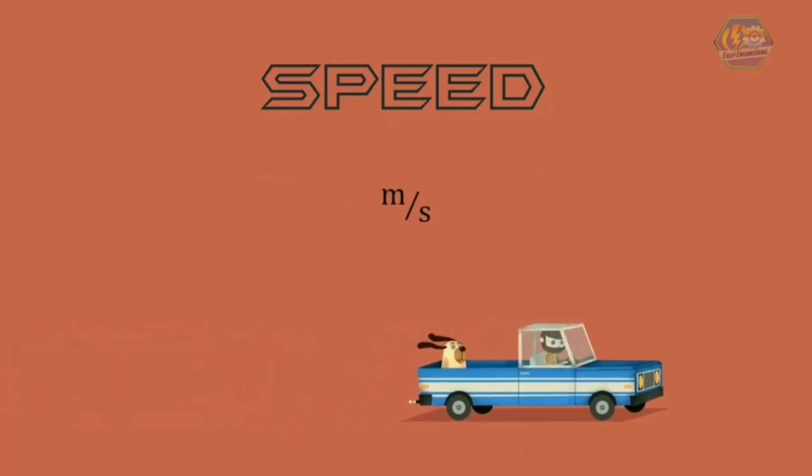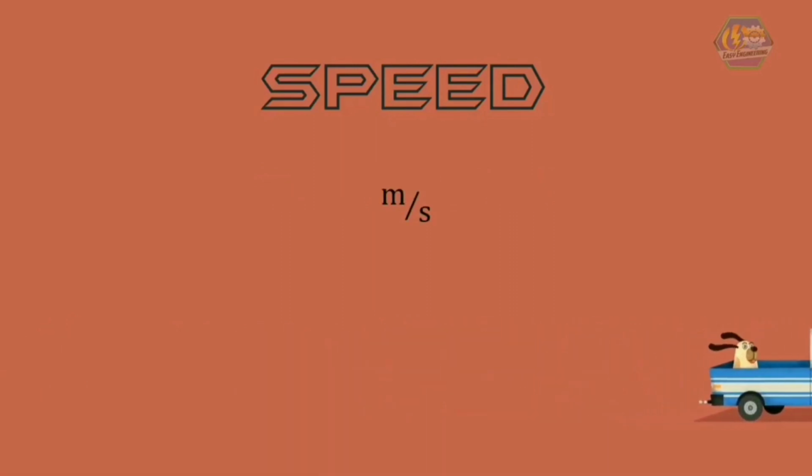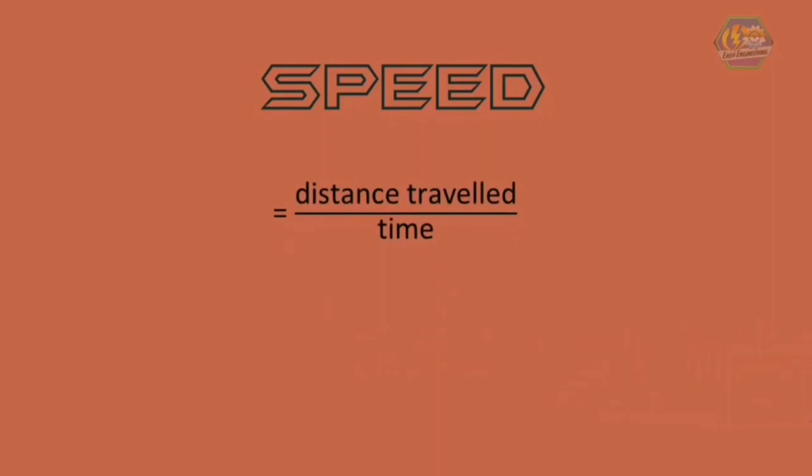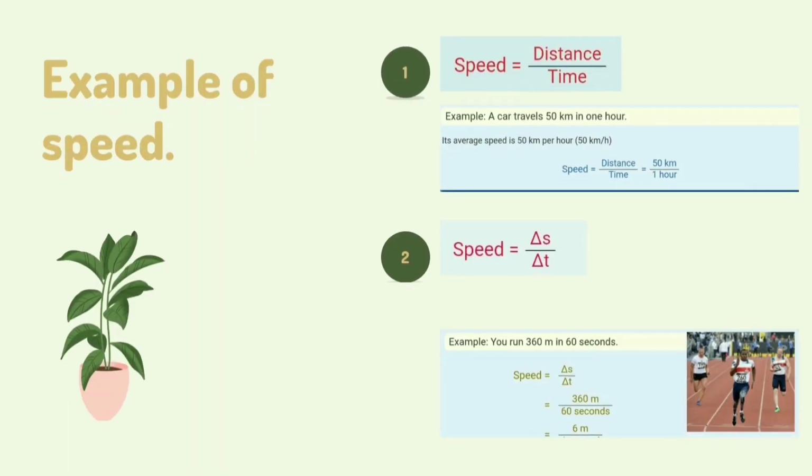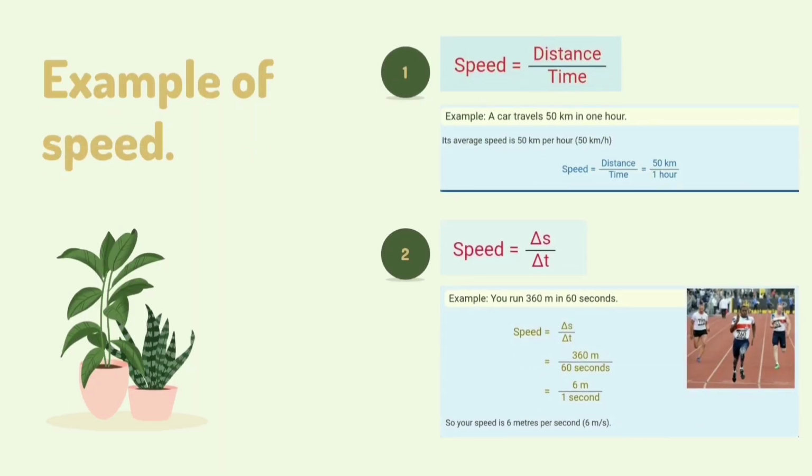The SI unit is meter per second. The formula for speed is distance traveled per time. Here are some examples of speed. Speed is measured as distance moved over time.